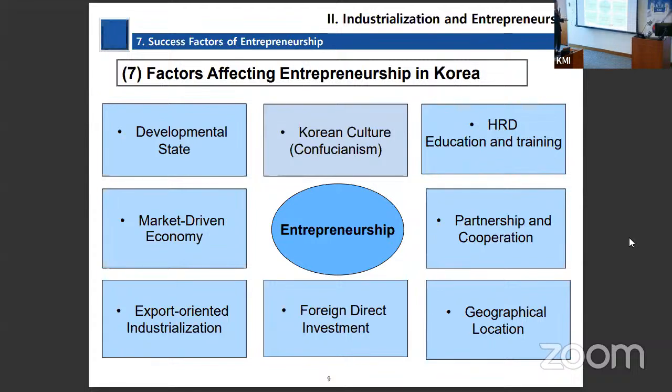And the partnership, cooperation, geographical location. I can spend a few minutes on that, because we are neighboring Japan, and we also have a very good partnership with the USA. And then foreign direct investment, which I showed you in the first diagram. We didn't have capital or technology. What should we do? We had to ask foreign companies to invest. That was the starting point. And then export-oriented industrialization, because we have only 30 million people, not enough for large-scale industries, and a market-driven economy.